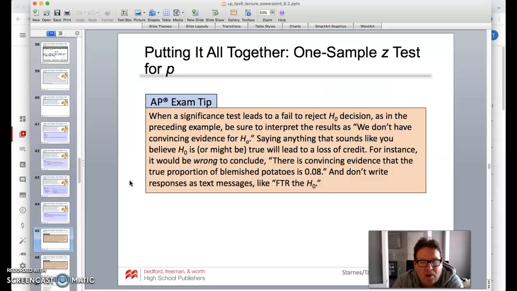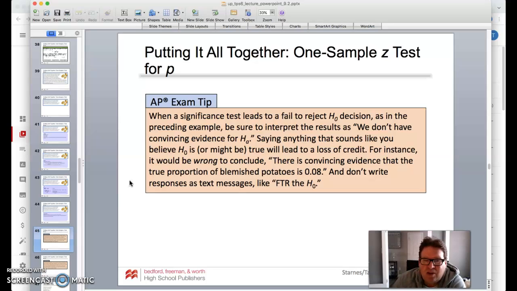All right, now remember, when a significance test leads to a fail to reject the null hypothesis decision, as in the preceding example, be sure to interpret the results as we don't have convincing evidence for the alternative hypothesis. Saying anything that sounds like you believe the null hypothesis is true will lead to a loss of credit. It would be wrong to say that there is convincing evidence that the true proportion is 0.08. Don't write that. Just say we fail to reject the null hypothesis.